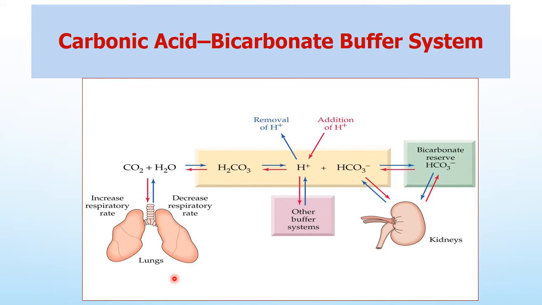Coming to the carbonic acid bicarbonate buffer system. So in our body we have a bicarbonate reserve which comes mainly from the kidneys. So here when there is addition of hydrogen ion or acidosis taking place, it reacts with the bicarbonate to produce carbonic acid, which is a weaker acid, and this can further be dissociated into carbon dioxide and water, as carbonic acid is a volatile acid, and hence the carbon dioxide is expired out.